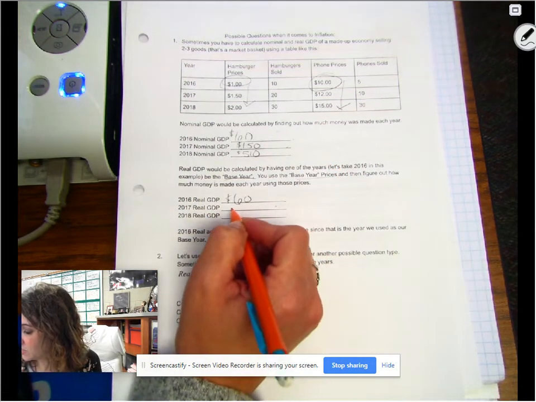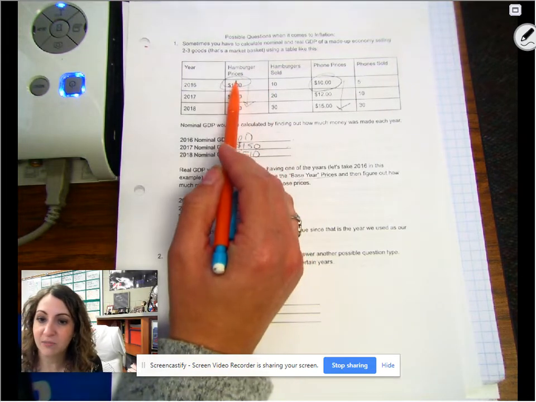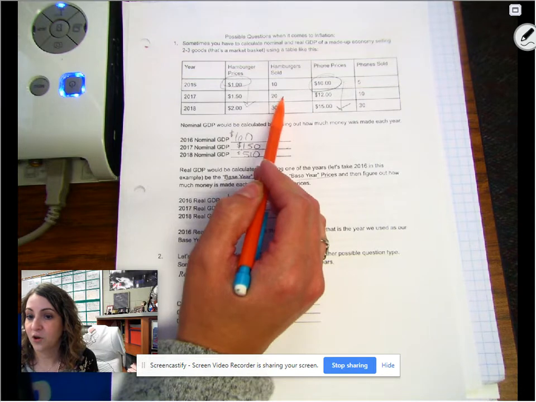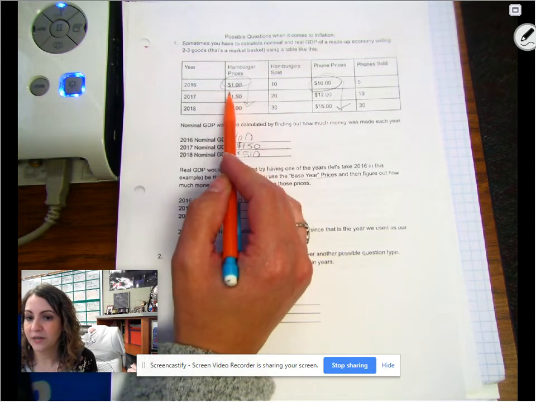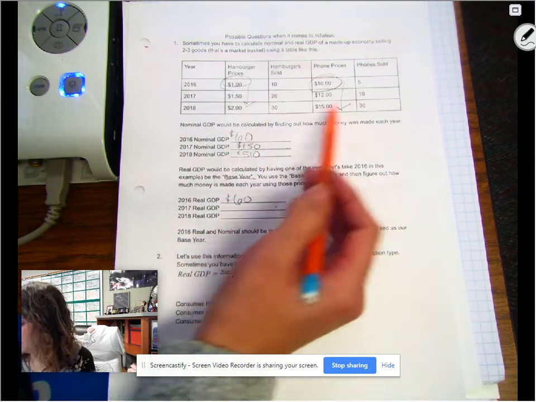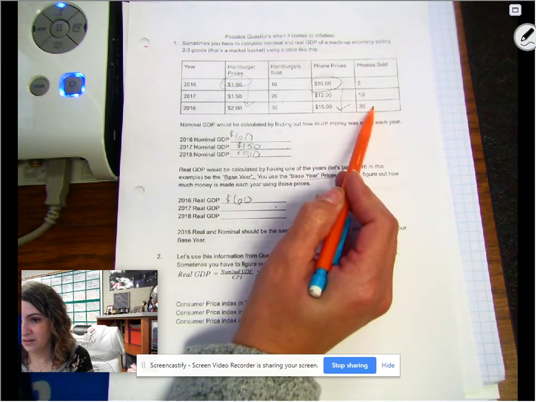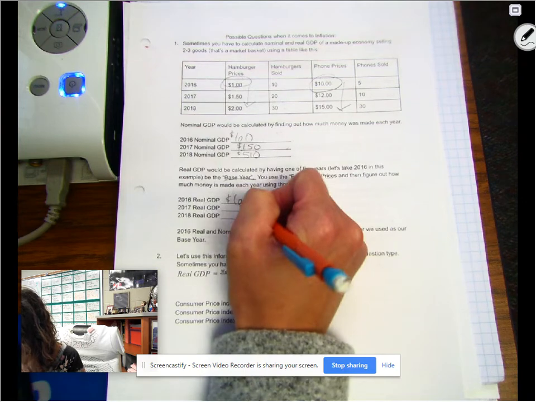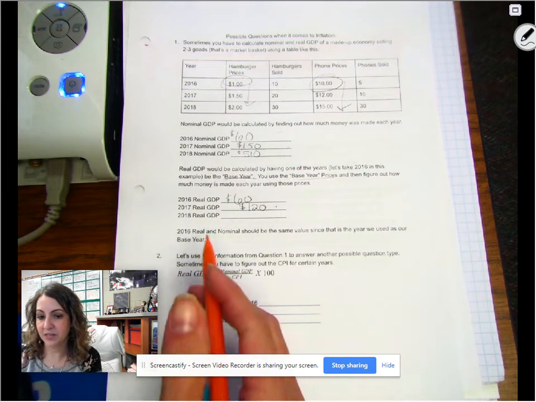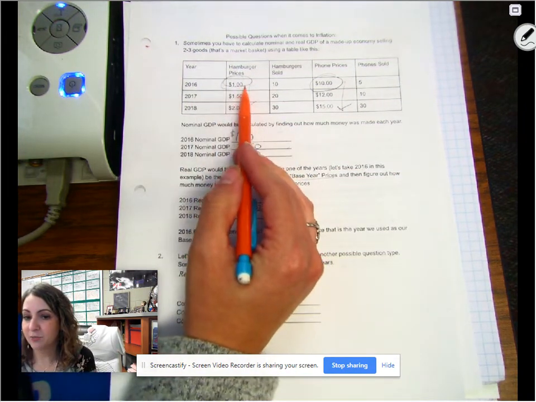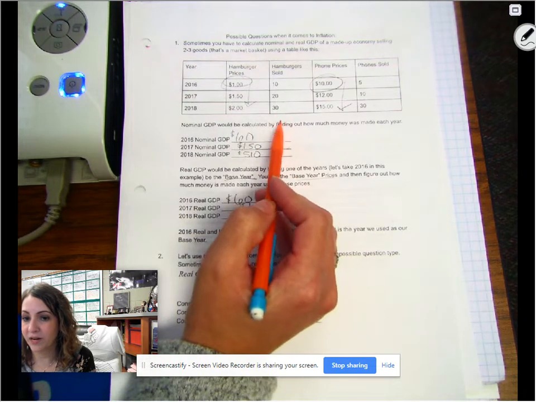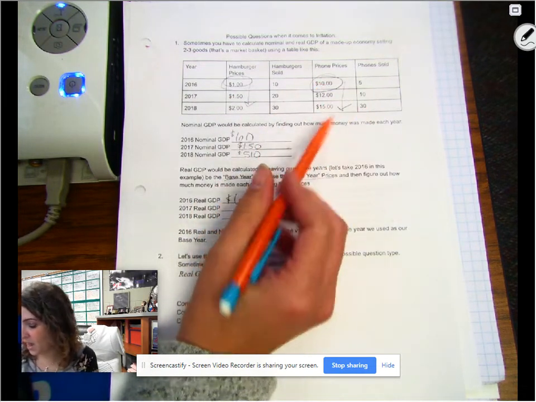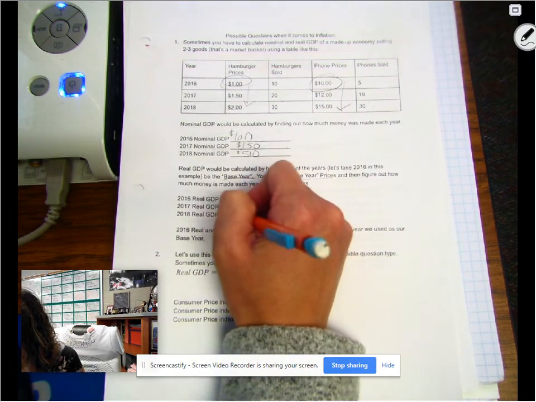But for 2017, now I'm going to take 2016 prices, because that's the base year, and figure out 2017 quantities. So 1 times 20 plus 10 times 10, and that's going to be $120. Same thing with 2018. We're taking the base year prices and the 2018 quantities. So 1 times 30 plus 10 times 30, and that's going to give us $330.